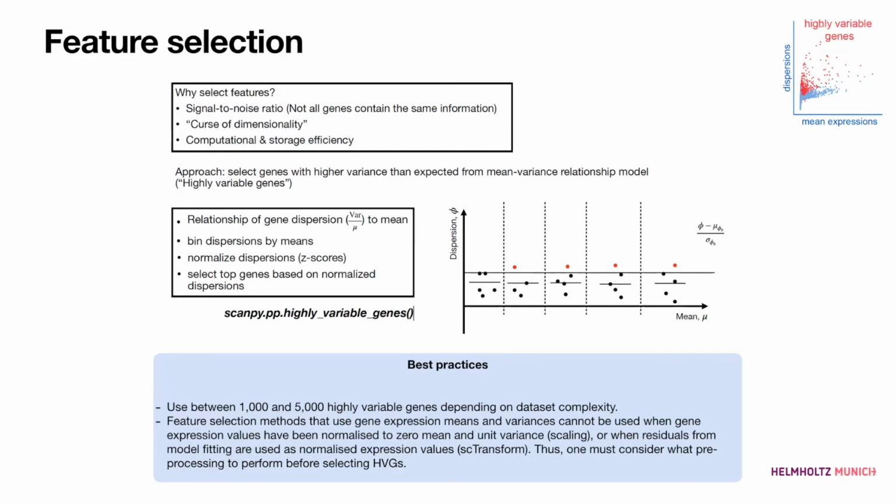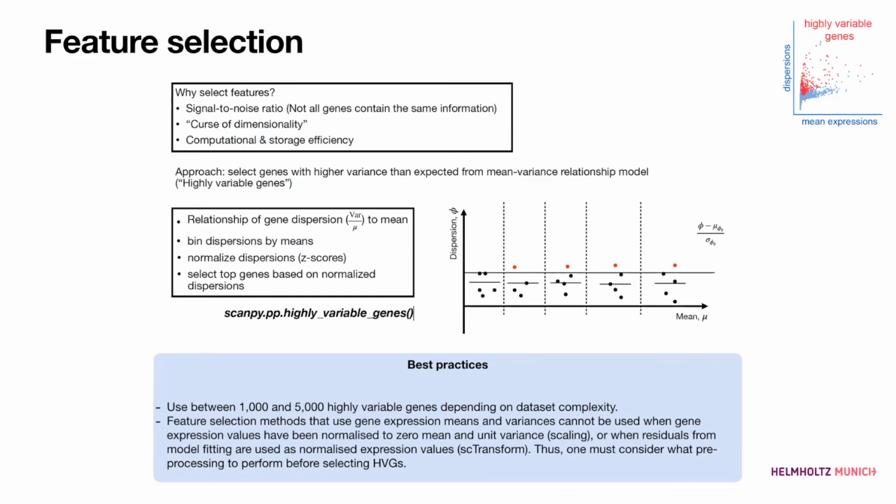And what we usually do is, depending on the dataset complexity, you would maybe use between 1,000 or 5,000 highly variable genes. You can also use less. It really depends on what kind of data you're looking at. This is now spoken only for the RNA, single cell RNA data.